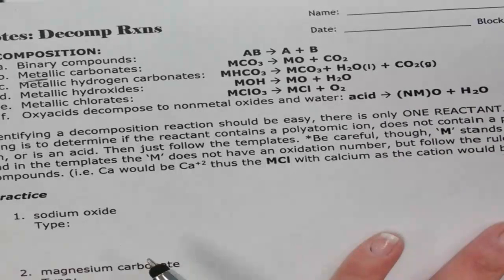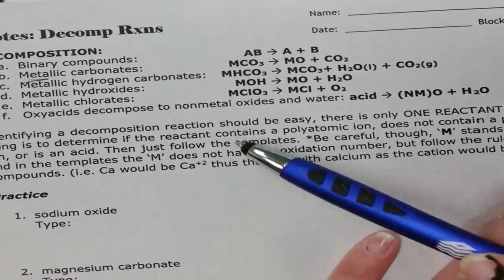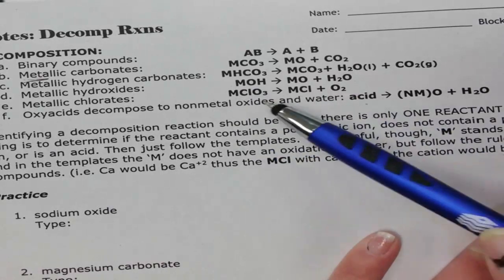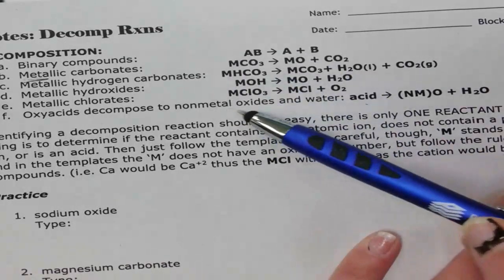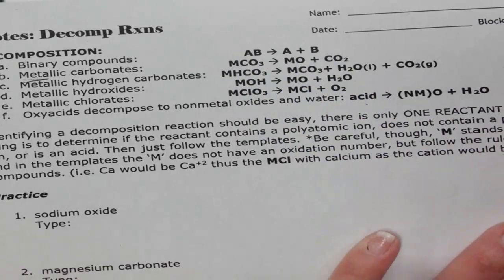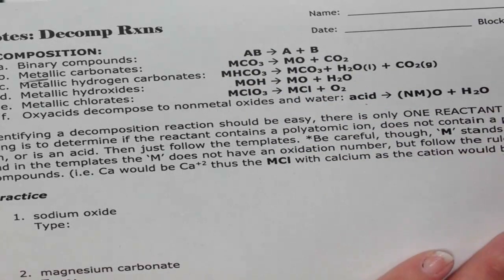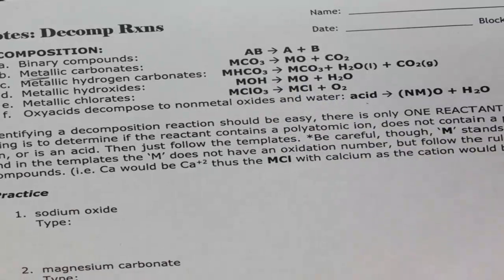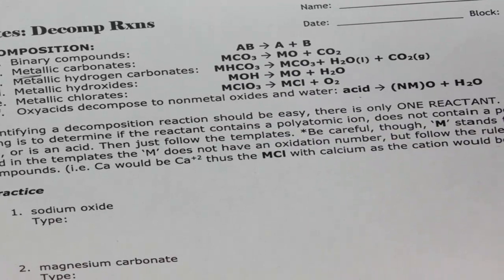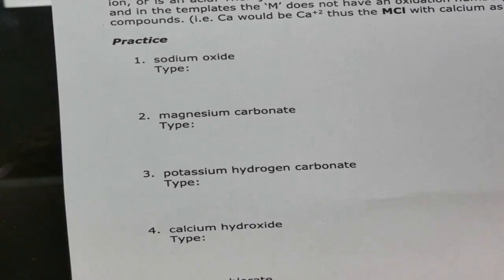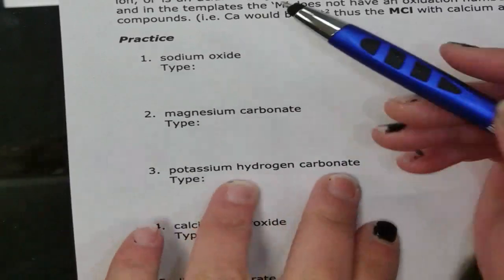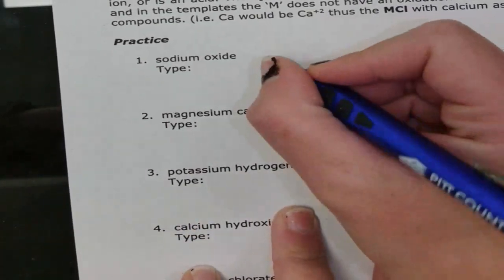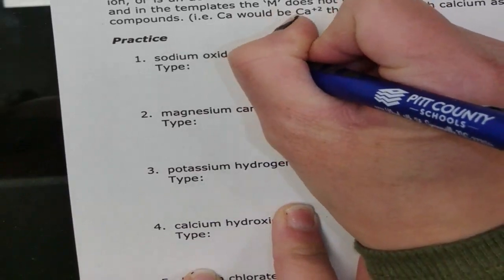All right, what do we notice about a decomposition reaction? All of these decomposition reactions have a single reactant. So you can determine a decomposition reaction pretty easily. If it has one reactant, then it is a decomposition. So let's look here. Sodium oxide. So we're going to write sodium oxide.